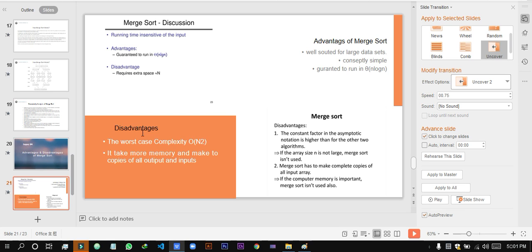There are a couple of advantages. We can use merge sort in every case, as well as when you have a lot of data, we can use this method, and it is conceptually simple. Okay, as we saw in our previous work, it is very simple, we just divide and merge later, and it is guaranteed to run in O(n log n).